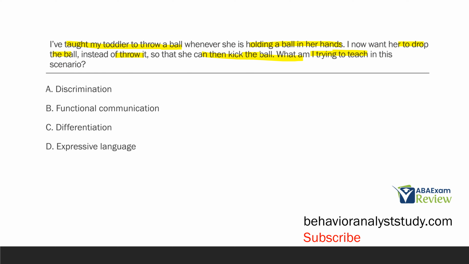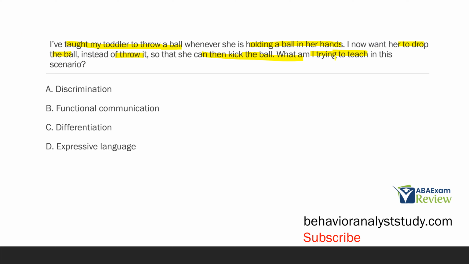Now, when we're looking at teaching, we can start with, let's say, discrete trial and naturalistic teaching. In this case, we're not really discussing naturalistic or discrete trial because we're teaching something specific. So then ask yourself, well, is it functional communication? Well, no, we're not teaching communication in this scenario. What we're teaching is these different responses.